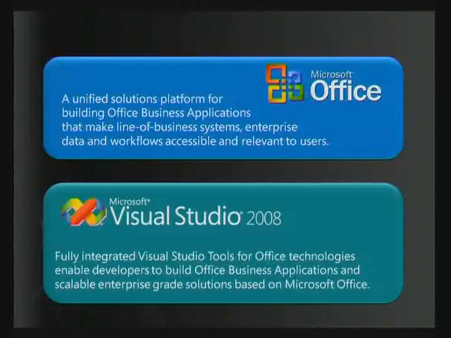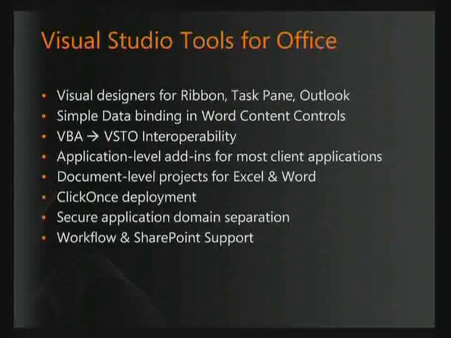Now inside of Visual Studio Tools for Office, we've done a lot of things to innovate in this cycle. We came out with a new set of visual designers for the ribbon, for task panes, and for Outlook form regions. We allow you to do some very simple data binding, drag and drop with the new Word content control objects, which is something that you saw in the keynote this morning.